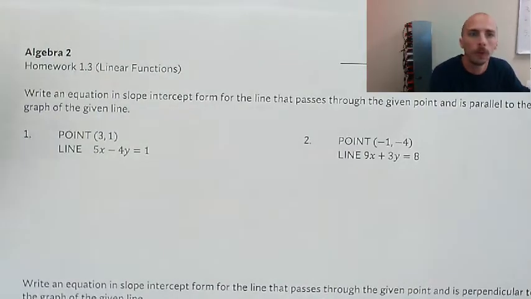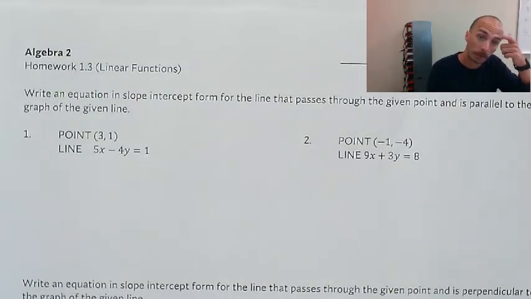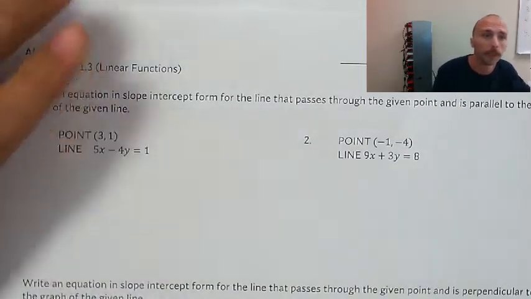Alright, in this video we're going to be working Algebra 2 Homework 1.3, so we're just going to be practicing more stuff with lines and linear equations and linear functions. So we're going to write an equation in slope-intercept form that passes through the given point and is parallel to the graph of the given line.